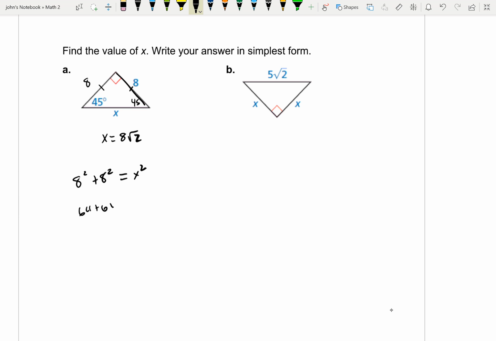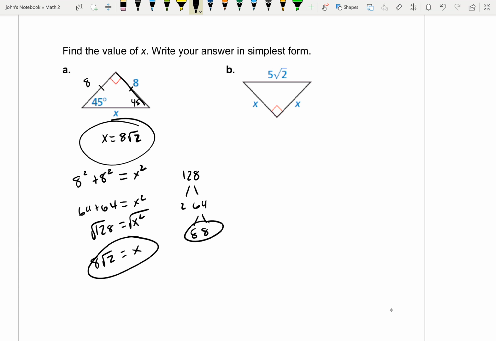64 plus 64 equals x squared. That's 128 equals x squared. Take the square root. We'd have to simplify that, so we take 128 and break it apart. It's 2 and 64, 8 and 8. So we get an 8 on the outside and a 2 on the inside, right?